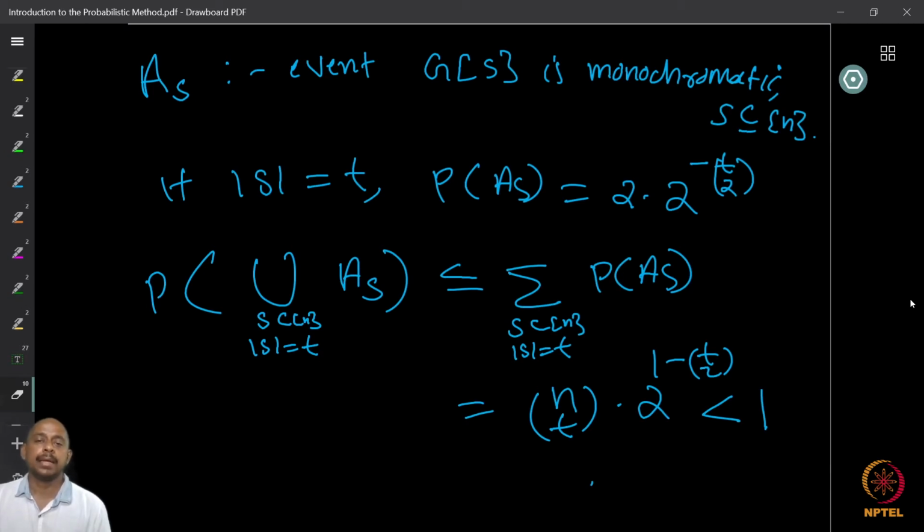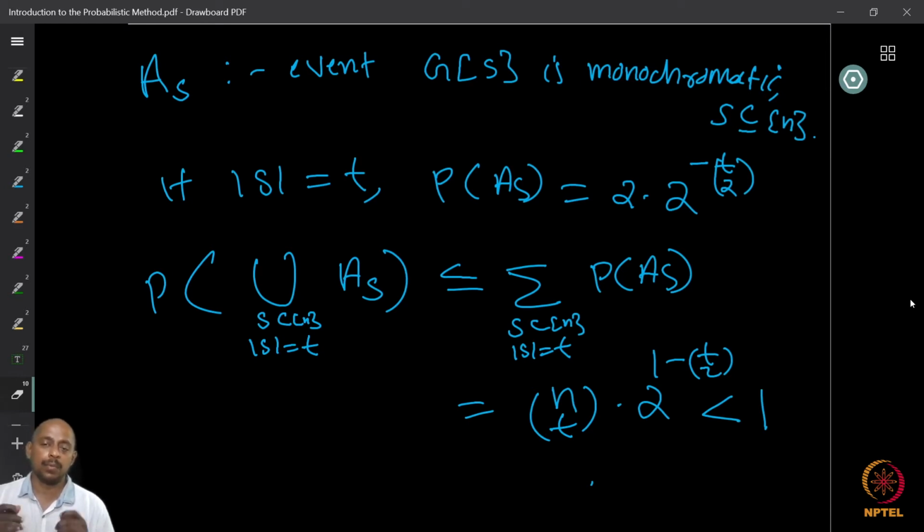So let us say that AS is the event that the induced subgraph on the set of vertices S is monochromatic. That is, all the vertices get the same color. Now, if the number of vertices in S is equal to t, then what is the probability of the event AS that all the edges get the same color?